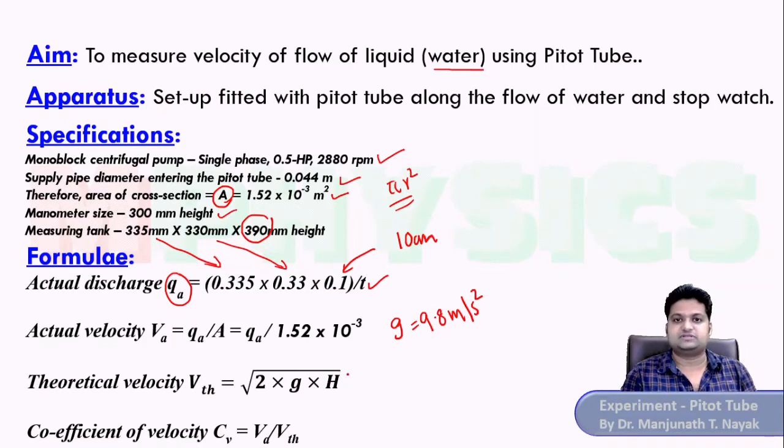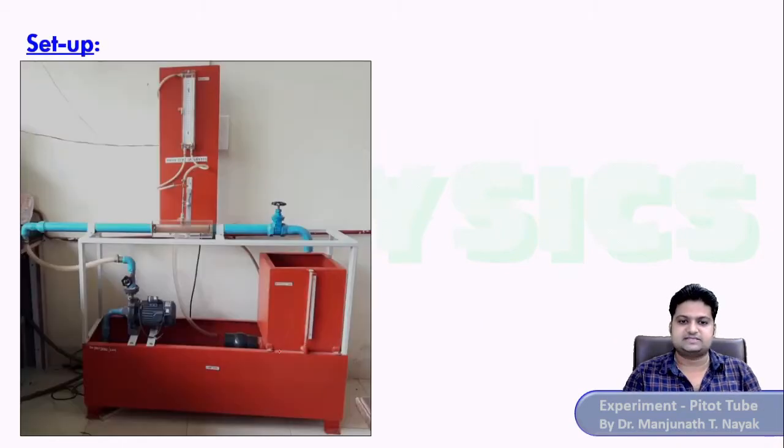And the height difference in the manometer. Okay, next, the coefficient of the velocity will be this actual velocity VA divided by the theoretical velocity VTH. So this is a very simple experiment with very simple formulas. So let's look at the setup first. This is the setup.